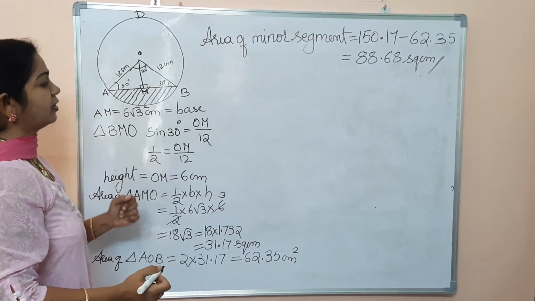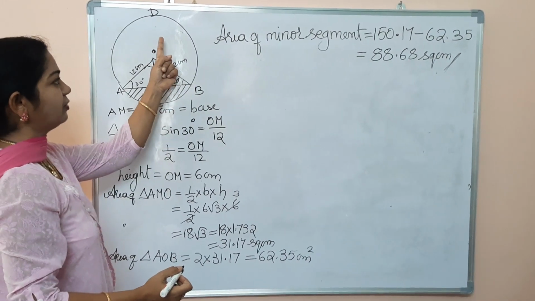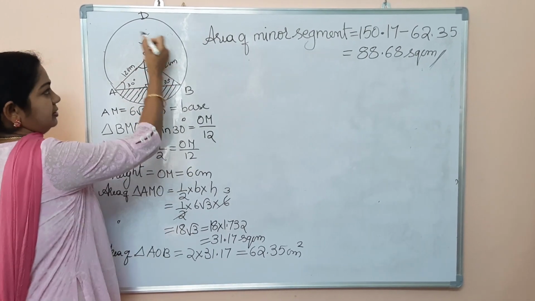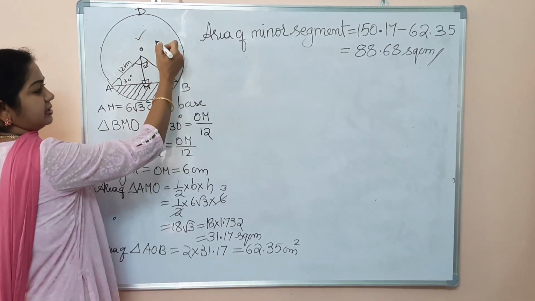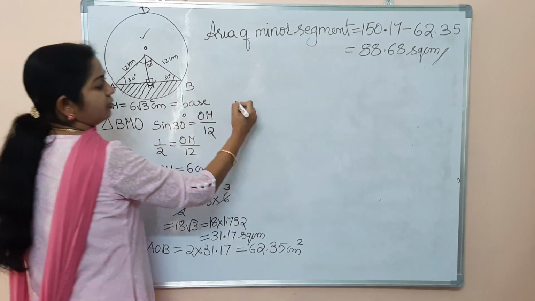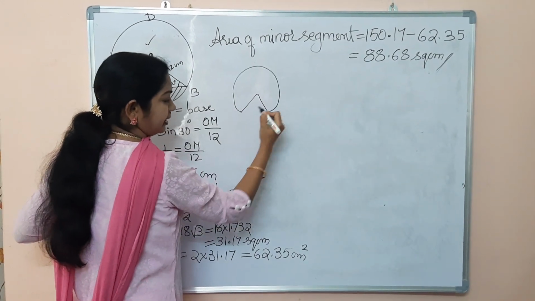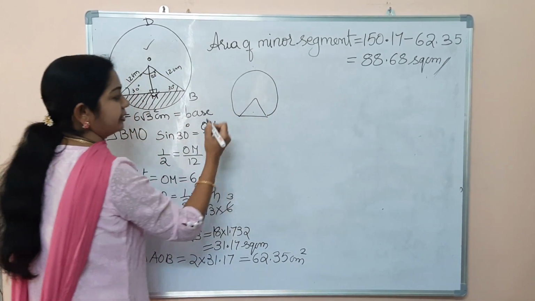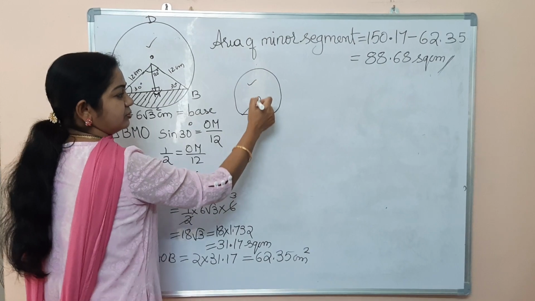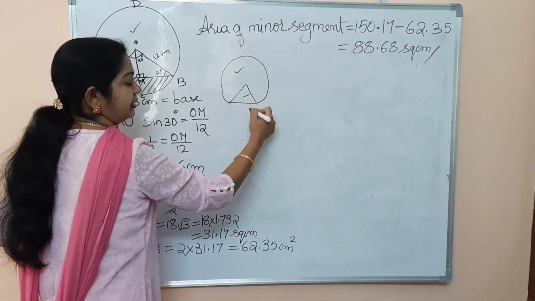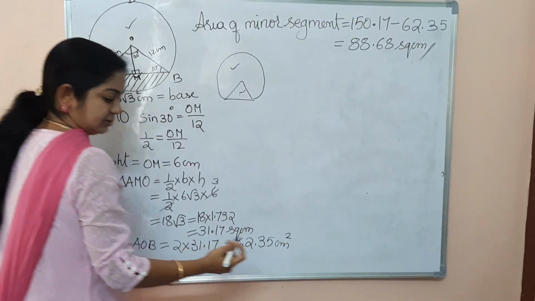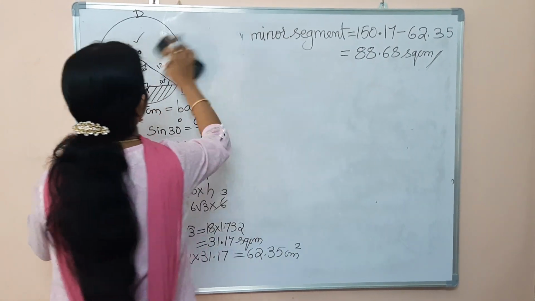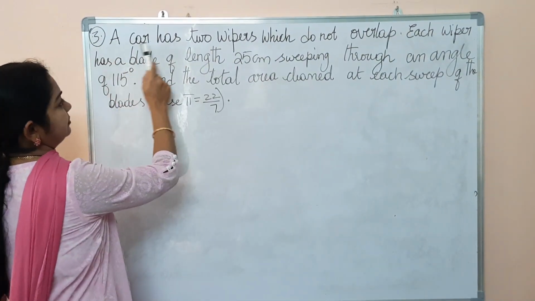So in this problem, if it is asked about the area of a major segment, this is the unshaded part, major segment, simply you have to find the area of the sector and add to that area of the triangle. If you add these two, you get the area of the complete major segment. So likewise, we'll see one more problem. We'll see one problem in the exercise.